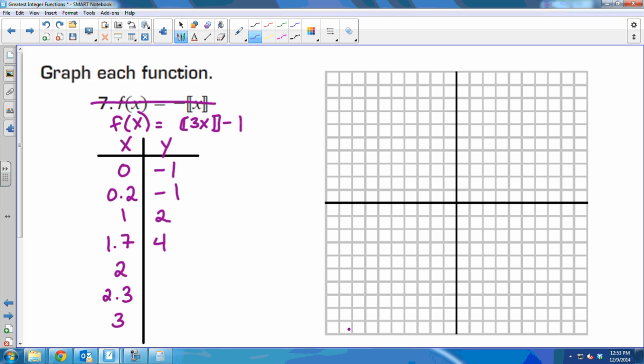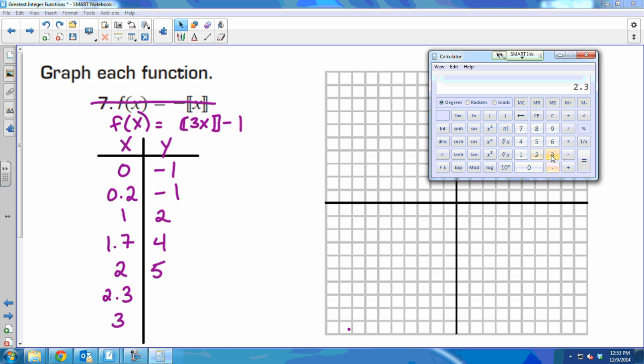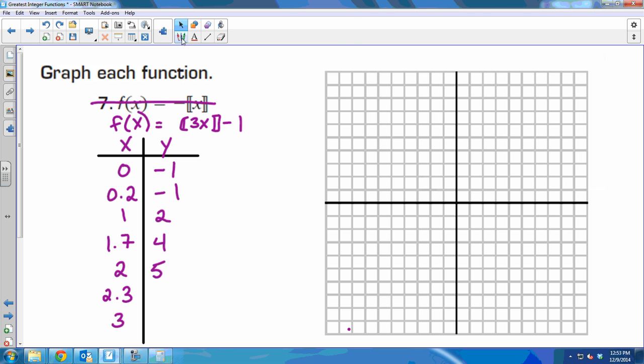3 times 2 is 6. Greatest integer not greater than 6 is 6. 6 minus 1 is 5. 2.3 times 3, and then the greatest integer not greater than 6.9 is 6, and 6 minus 1 is 5.